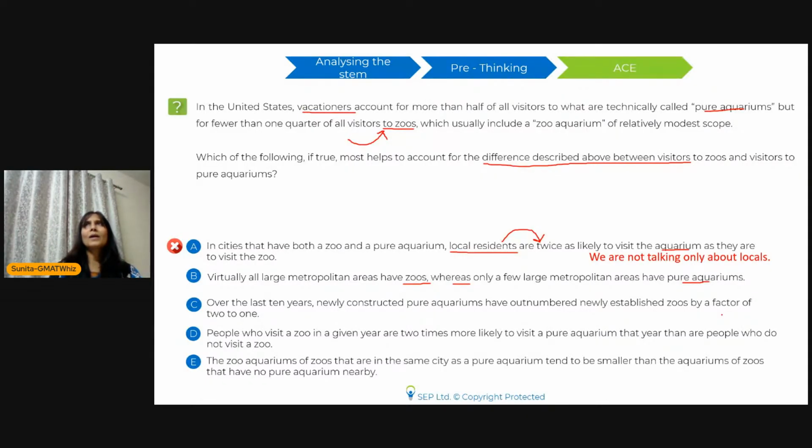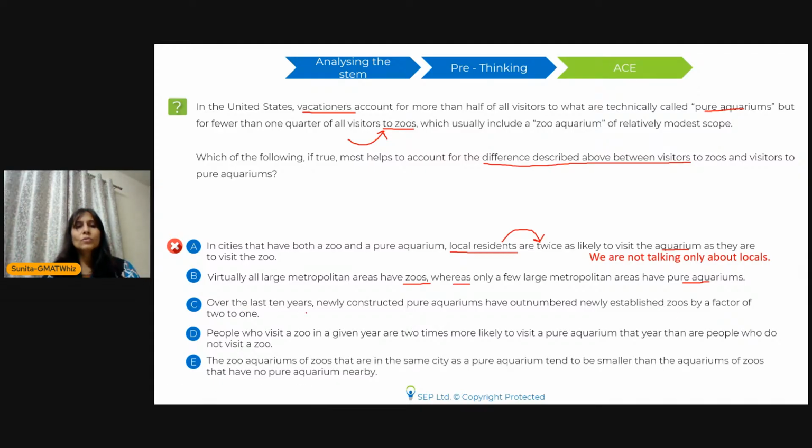So it's like demand and supply. If the supply of something is rare, you would rush to check it out, right? So B is the correct answer, of course. It tells us why vacationers would rather go to pure aquariums, because they have zoo in their city, but they don't have a pure aquarium. So therefore, they are more intent on going to the pure aquarium. So I'm going to keep B on hold.